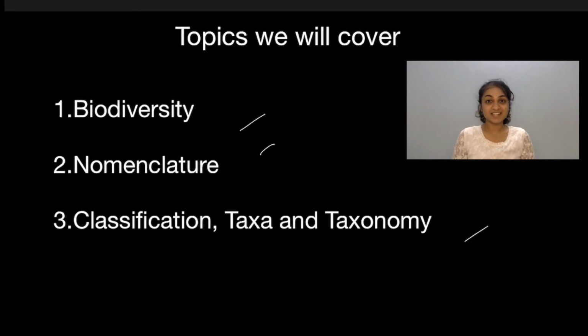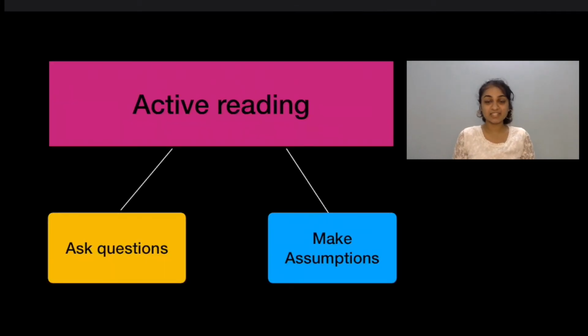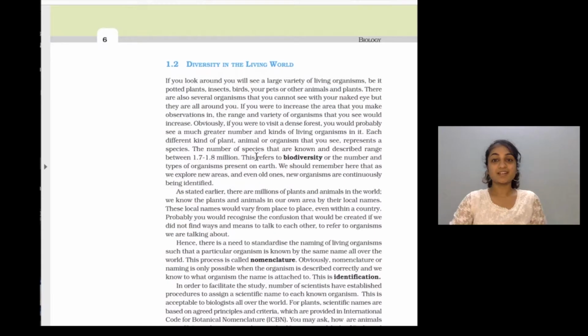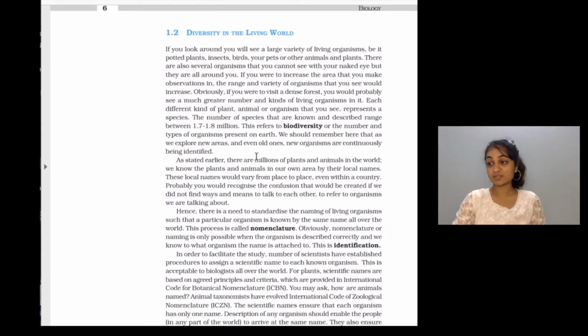But before we get started, I'd like to do some active reading like we did in the previous video, where we will skim through the chapter and look at all the headings and the subheadings and see what terms are highlighted and get an idea about what this topic is going to be about. Okay, so let's get started with that. Okay, so now we have here section 1.2, diversity in the living world.